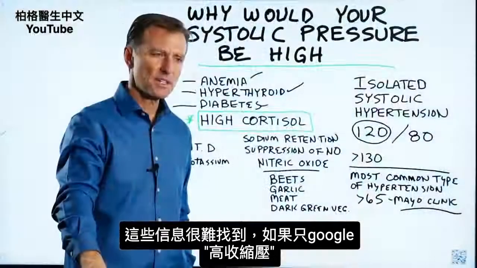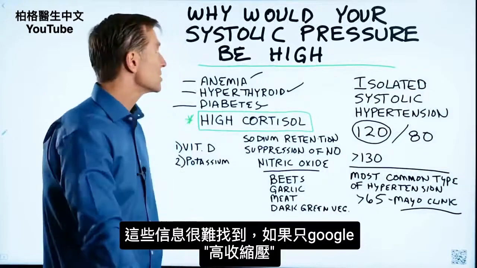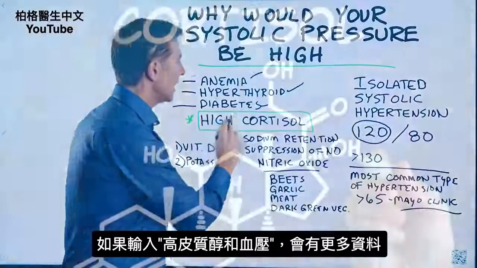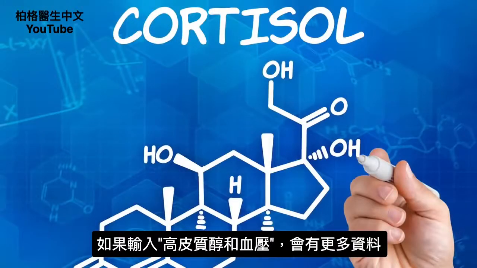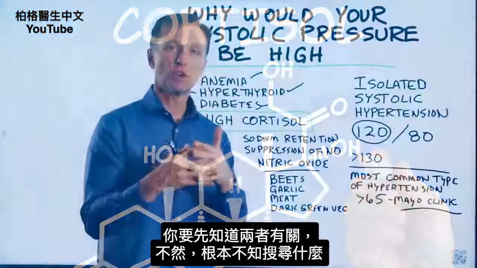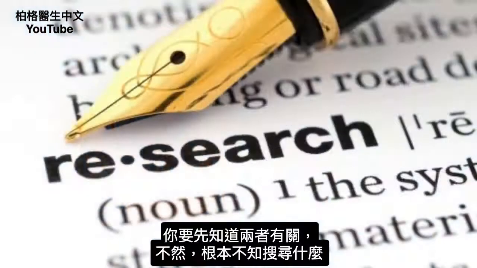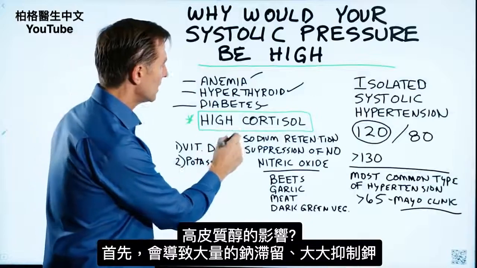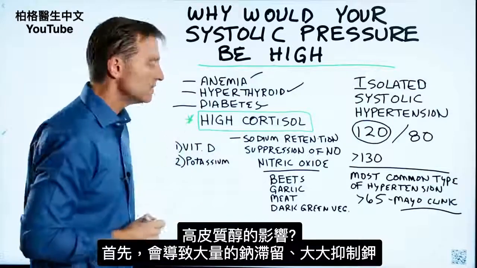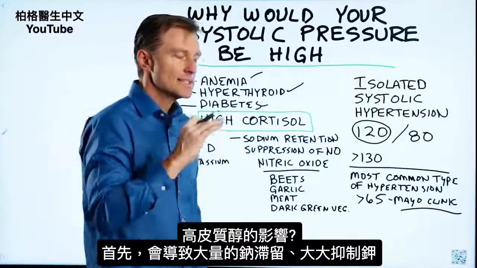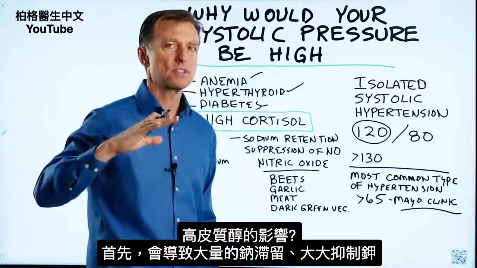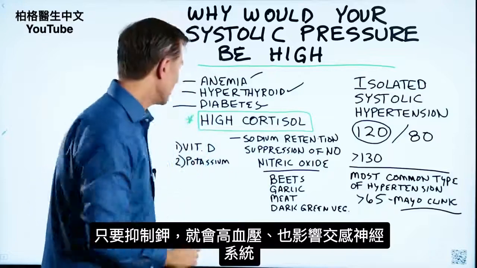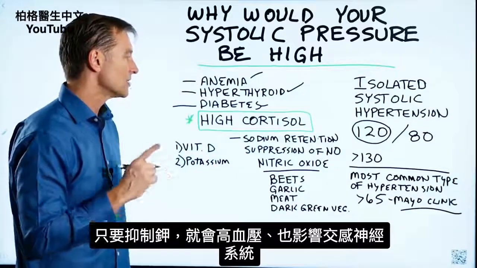Now, this information is very difficult to find if you just do a general search on high systolic blood pressure. But if you type in high cortisol and blood pressure, then you get a lot more information. But you have to know the link between the two before you even knew to research it. So what's up with this high cortisol? Well, first of all, it causes significant sodium retention, and it also creates significant potassium suppression. Anytime you suppress potassium, you can start getting high blood pressure just from that alone.